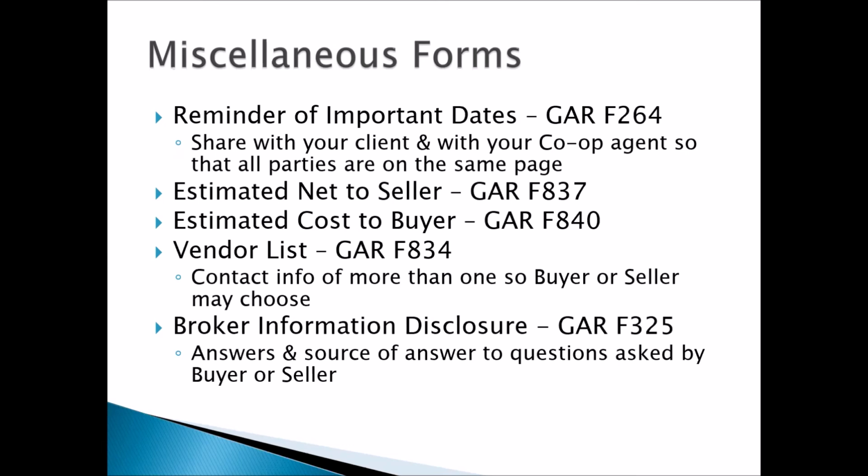There's an estimated net to seller form, an estimated cost to buyer form. There is a vendor list where you as an agent can put in more than one name of home inspectors, home warranties, and so forth, with contact information so that your buyer or your seller may choose.